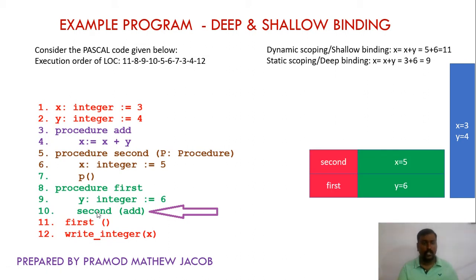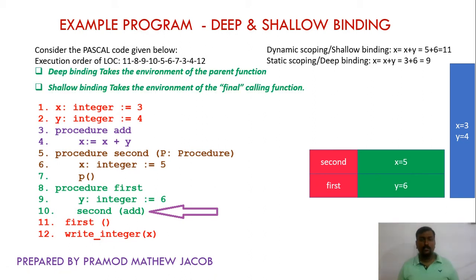So second of add is called. In second we are receiving the function as add. P is replaced with the function name add and we declare x equal to 5. So x is defined as 5 and we are calling the function which is received as the argument. The function which is received as argument is add. So the add function is called when we call the function p inside the procedure second.